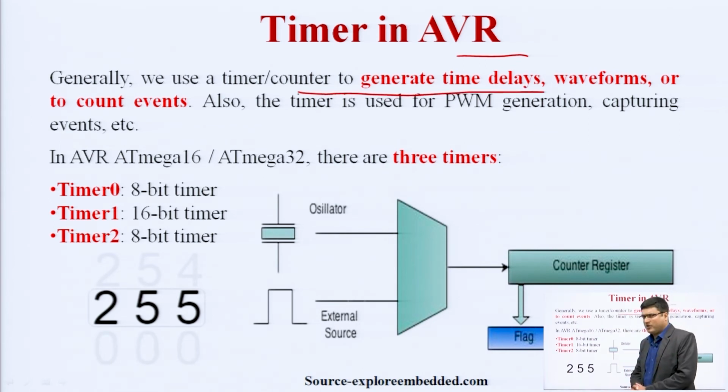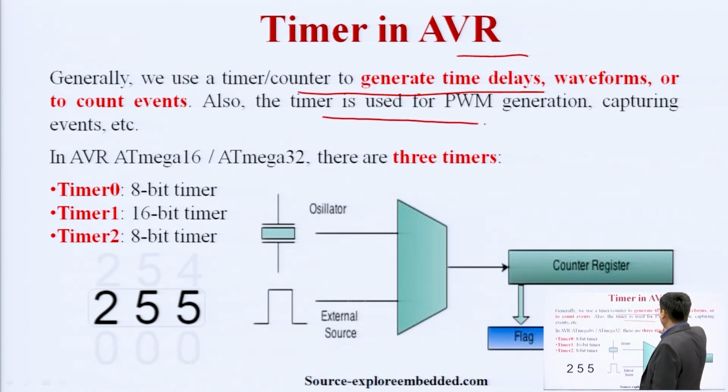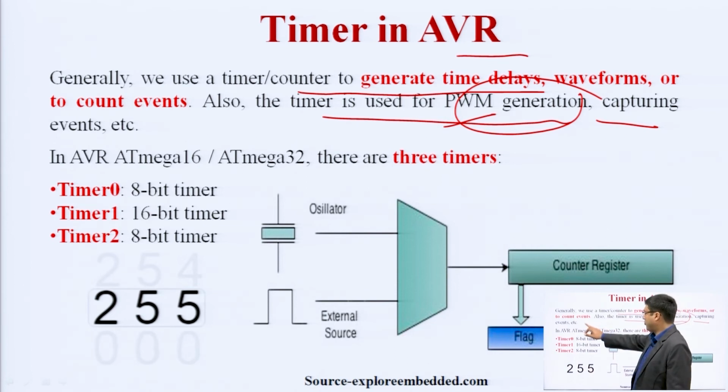So to generate time delays, to set some particular time, to count events, we need timers. A timer may be used in PWM generation. We have seen in our previous lecture that the PCA timer works in the capturing mode, PWM modes, to count the events, etc.